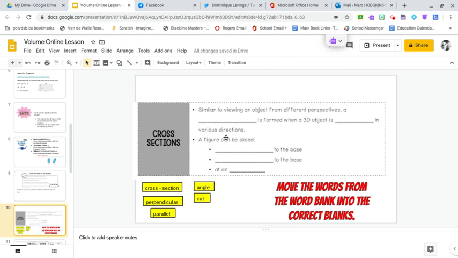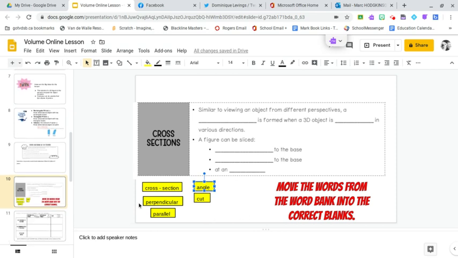On this one, I want you to move the words from the word bank into the correct blanks. So these word blocks down here are movable, and you can put them wherever you feel they belong in each blank. So I will let you take care of that.